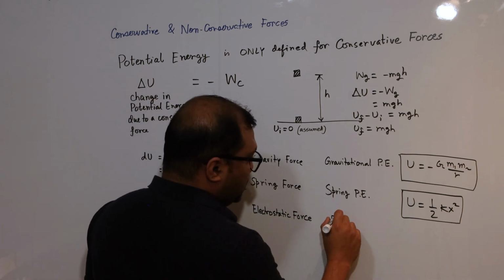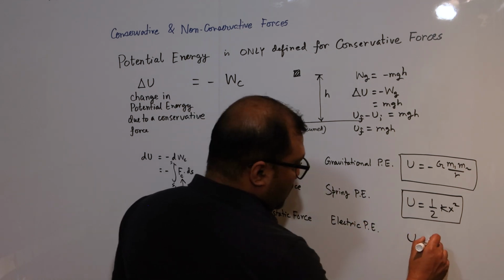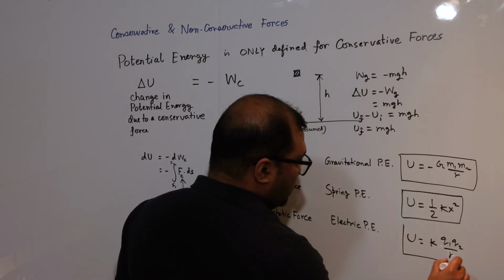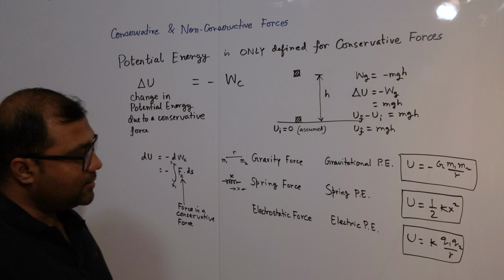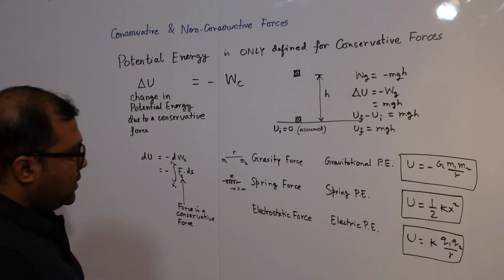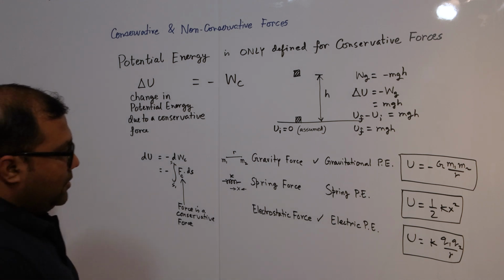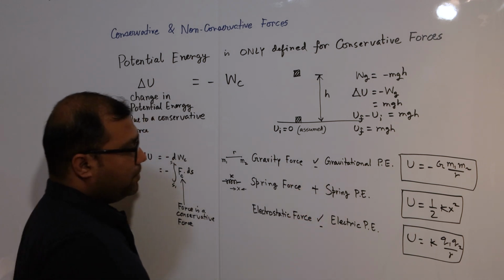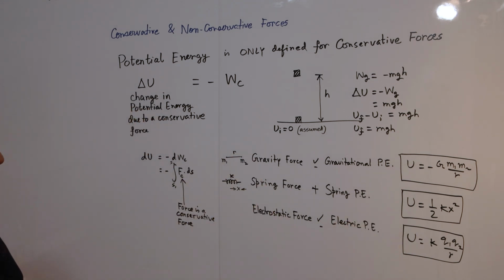And electrostatic potential energy, or electric potential energy, U is k q1 q2 by r, very similar to gravitational potential energy. Here k is the Coulomb constant, q1 q2 are the charges with the respective signs, and r is the distance between the charges. Okay, so one thing to understand here is the gravitational potential energy and electrostatic potential energy can be negative, but spring potential energy is always positive. These can be negative. Okay, we'll do this derivation shortly, but it's good to remember this.